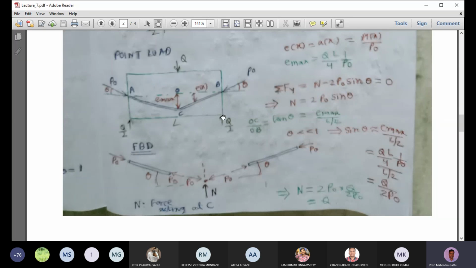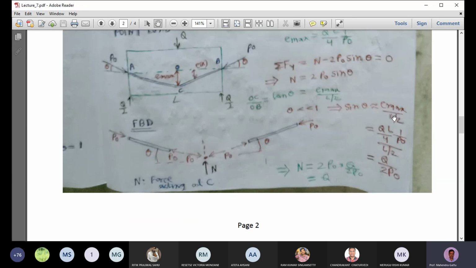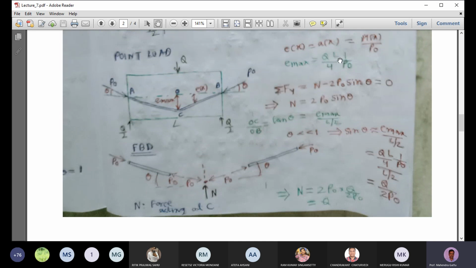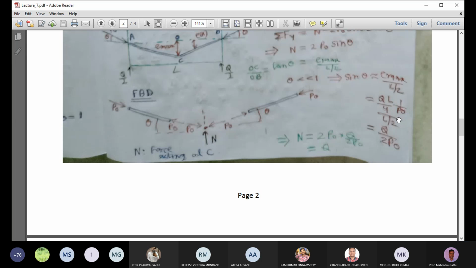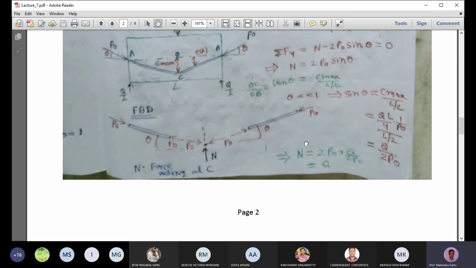Since theta values are very small, we can approximate sin theta as approximately tan theta or theta. So sin theta is Emax by L by 2, and Emax we have calculated, it is QL by 4 into 1 by P naught. So we get QL by 4 into 1 by P naught, and here L and L will cancel out, and we'll get Q by 2 P naught. Instead of sin theta, we can substitute Q by 2 P naught. So we get 2 P naught into Q by 2 P naught, and we are left with N is equal to Q. So in this case, N is the force acting at point C, at the joint, and that force value is equal to Q.